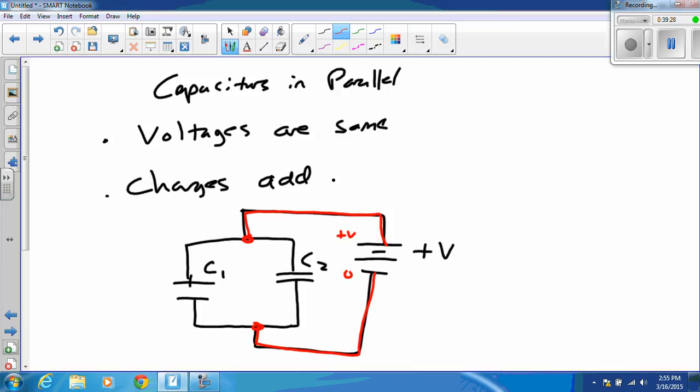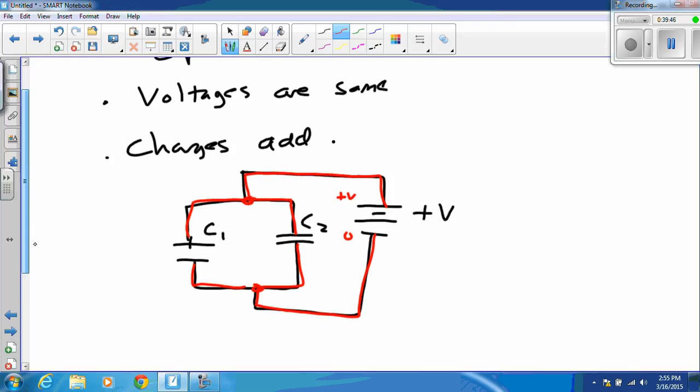Okay? So here you can see that the voltage drop here has to be V minus 0, and the voltage drop here has to be V minus 0 as well. So the voltages are going to be the same because they are both equal to the voltage of whatever they're connected to.